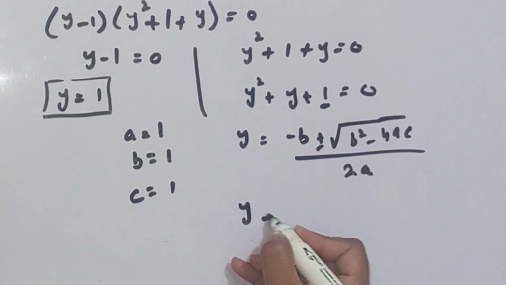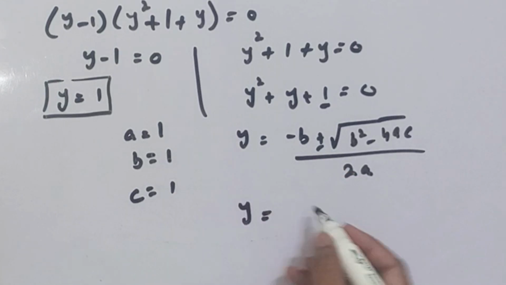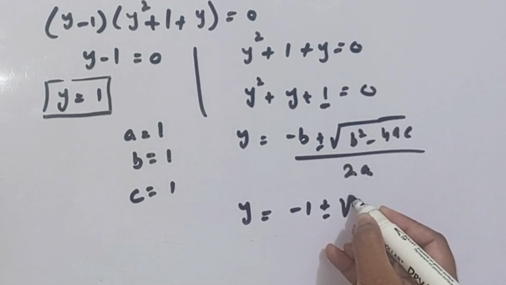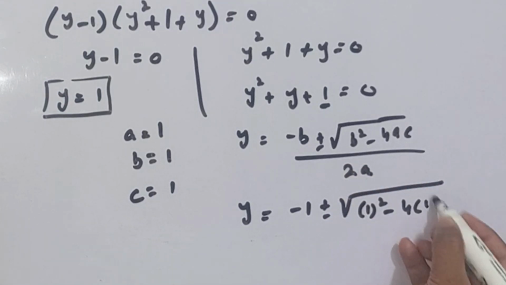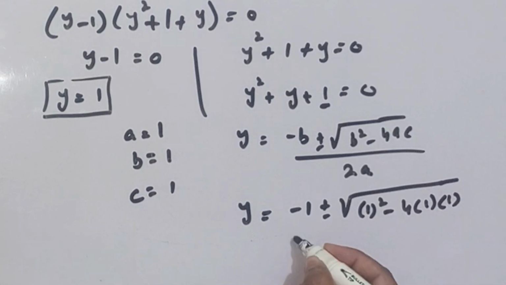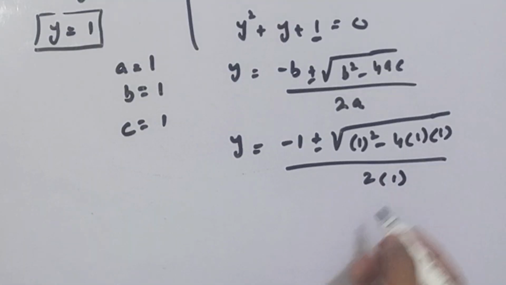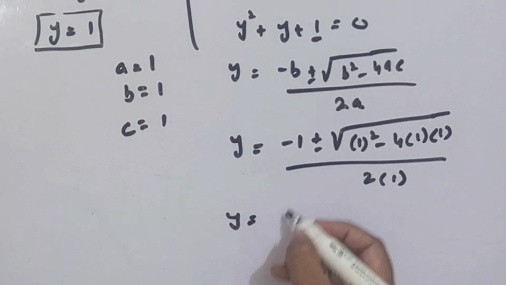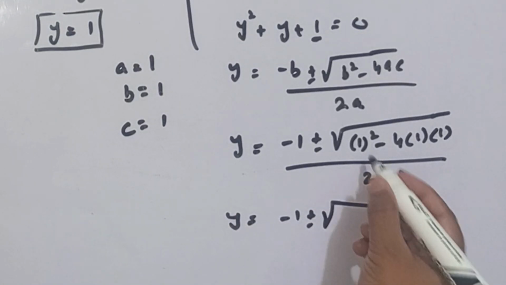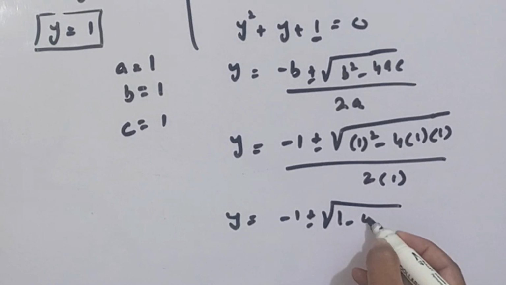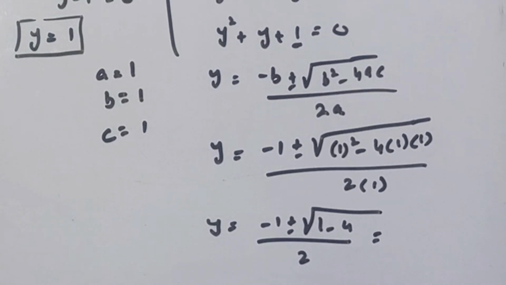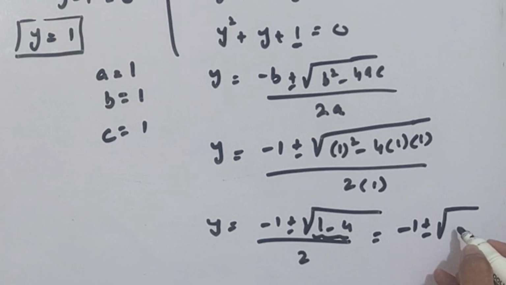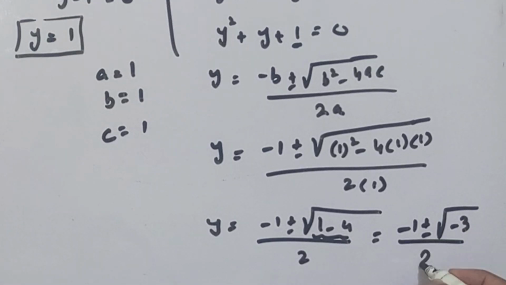Now we substitute all these values in the formula. So we have y is equal to minus b, this is minus 1, plus minus square root b square, which is 1 square, minus 4 times a, which is 1, and c is also 1, over 2 times a, which is 1. Now we simplify this. So we have minus 1 plus minus square root 1 square is 1. Multiply these values, then we get 4, over, multiply 2 by 1, we get 2. So this is equal to negative 1 plus minus square root of 1 minus 4, we get minus 3, over 2.